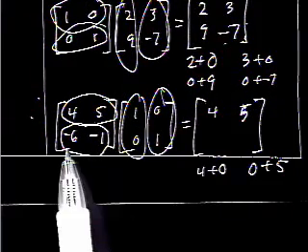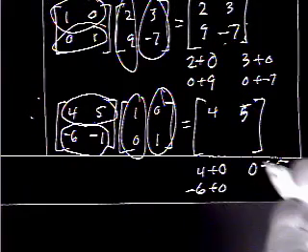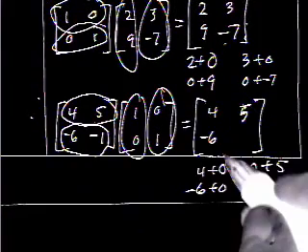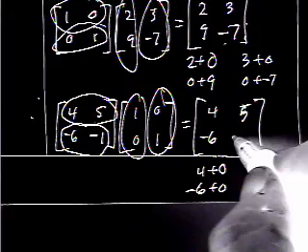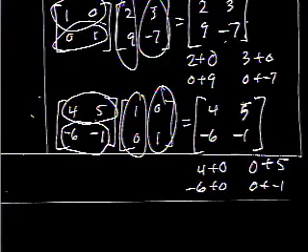Then this matrix right here, I go down to the second row, right? Go back to the first column. That's negative 6 plus 0, negative 6. And 0 plus negative 1 or negative 1. Oh my goodness, it did not change the matrix at all, right? It preserved the identity of the matrix.